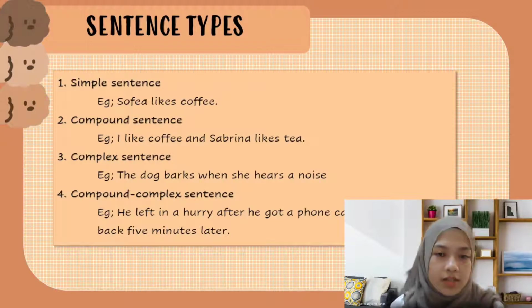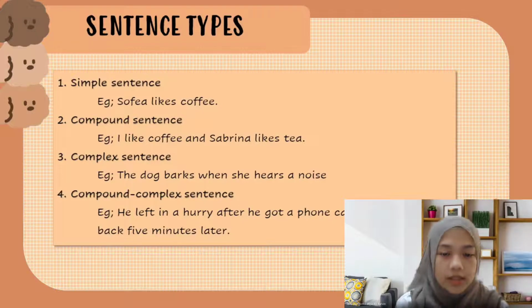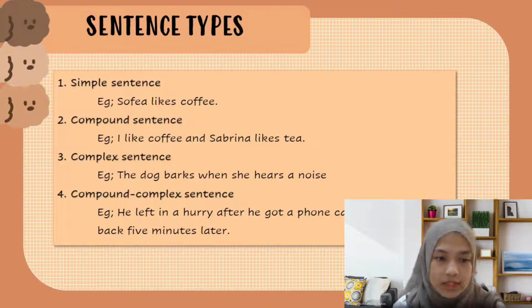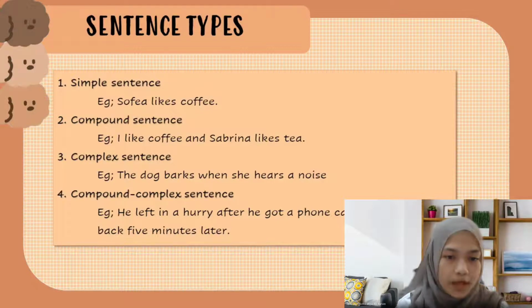So the last one is compound complex sentence. A compound complex sentence contains multiple independent clauses and at least one dependent clause. These sentences will contain both conjunctions and subordinators. For example, he left in a hurry after he got a phone call, but he came back 5 minutes later.